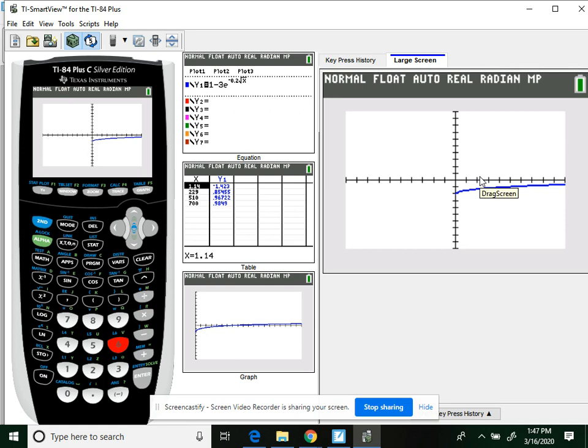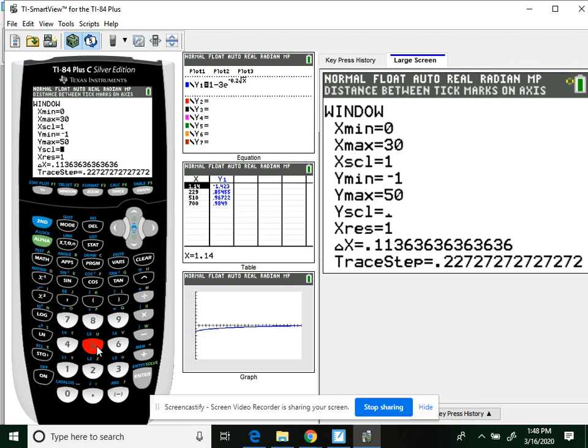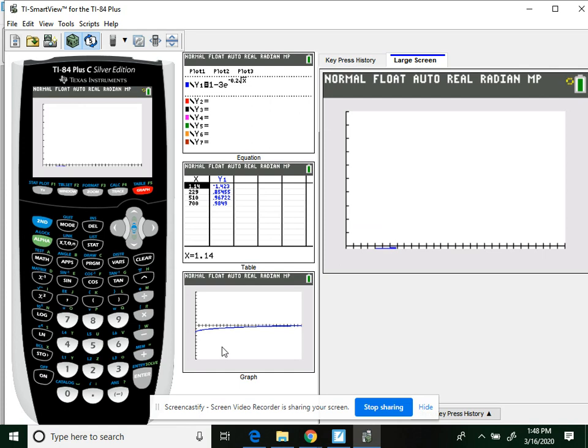In this problem, I know they were talking about like 50 gallons of pollutant, right? So I'm not going into the negatives. I'm going to change my window to 0 to 30, and I literally just pick things. I'm not really sure what I'm doing. So say negative 1 to 50, and I'm just going to see how this looks. Change the scaling to 5. Let's see how this looks.